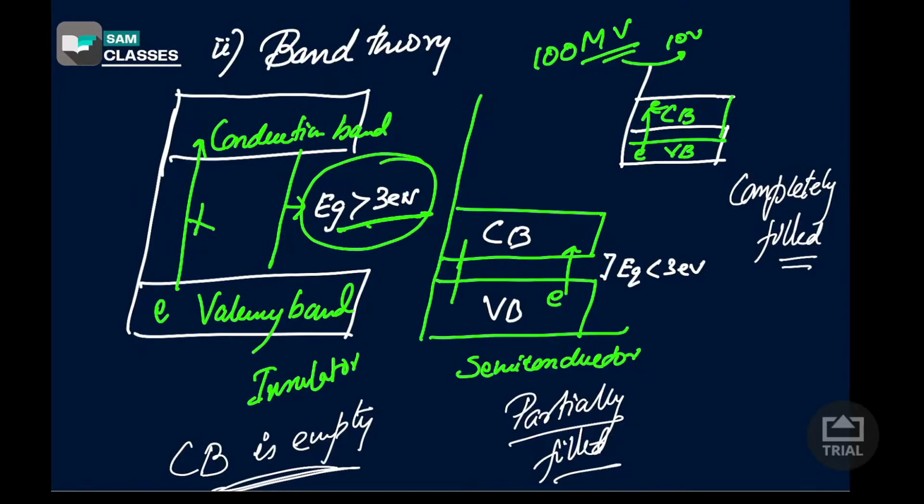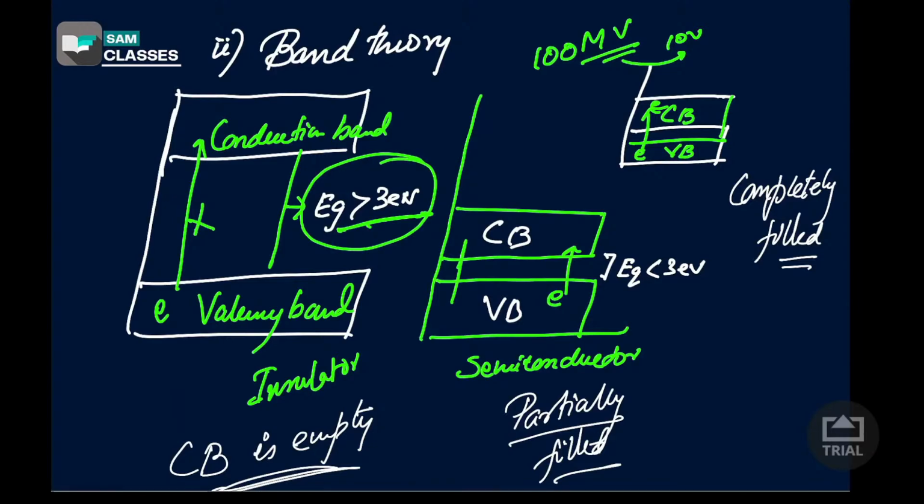Next, we talk about the band theory. We have two kinds of band. One is the valence band, that is the combined energy level of all the valence electrons, and the other is the conduction band. When the electrons go for conduction, they have a different energy, and the band they form at that time is known as the conduction band. In the case of an insulator, the gap between the valence band and the conduction band is more than 3 electron volt. So even if we give energy, the electrons from the valence band won't be able to reach the conduction band, and that's why the conduction band is empty. Clear?